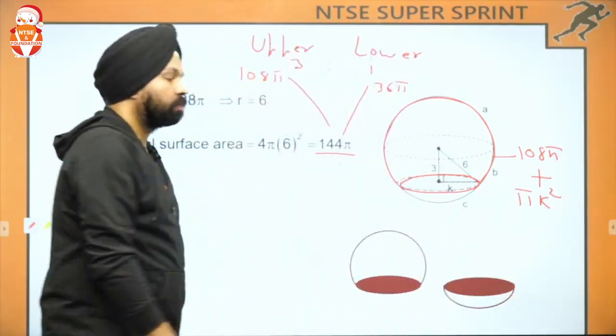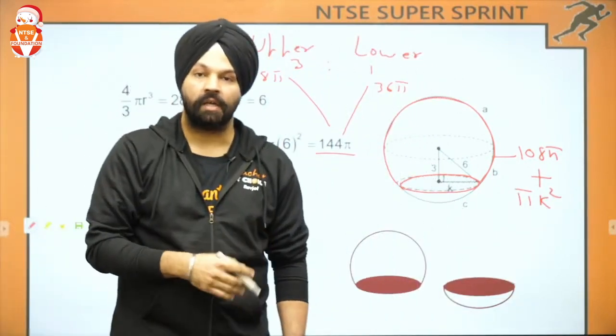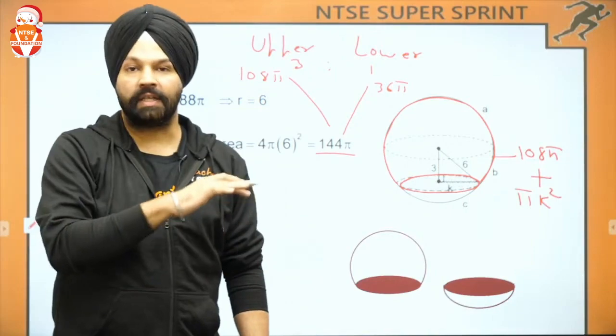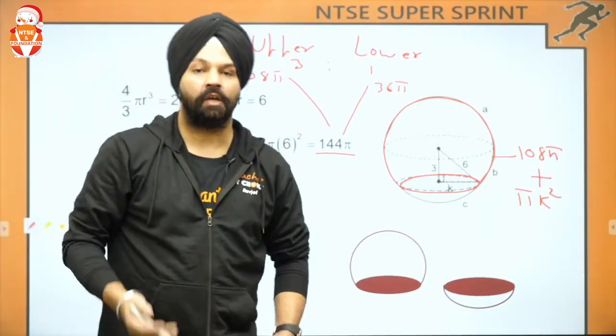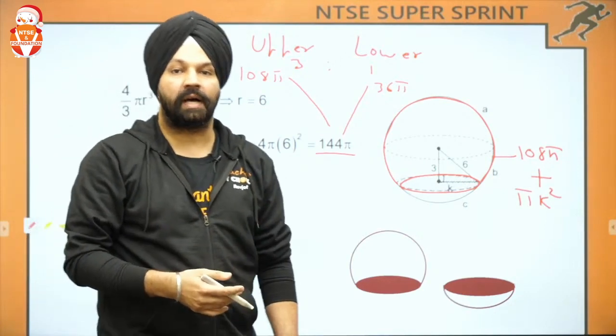Right? But I am not bothered about this circle because now 108 is not the answer, 36 pi is not the answer, 144 itself is the total surface area. So obviously that is also not the answer.